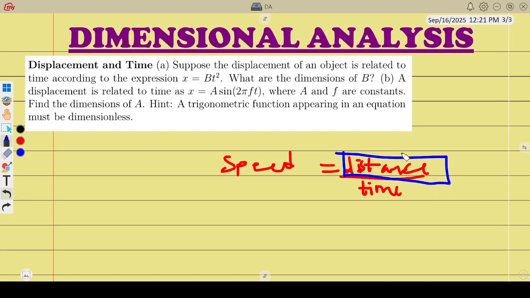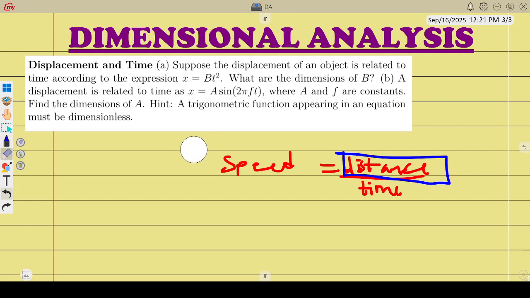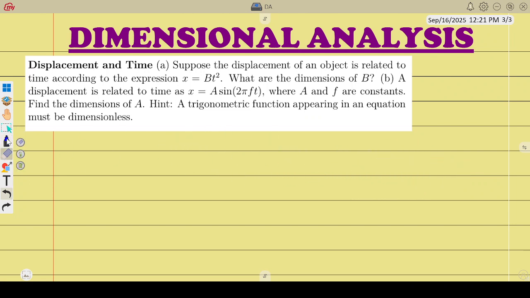At this point we're now talking about dimensions. First, how to find dimensions, and then we'll also prove whether an equation is dimensionally correct. So now let's see how to find dimensions. We have a case where we have been told that x is equal to b t squared, and the question is, what are the dimensions of b?